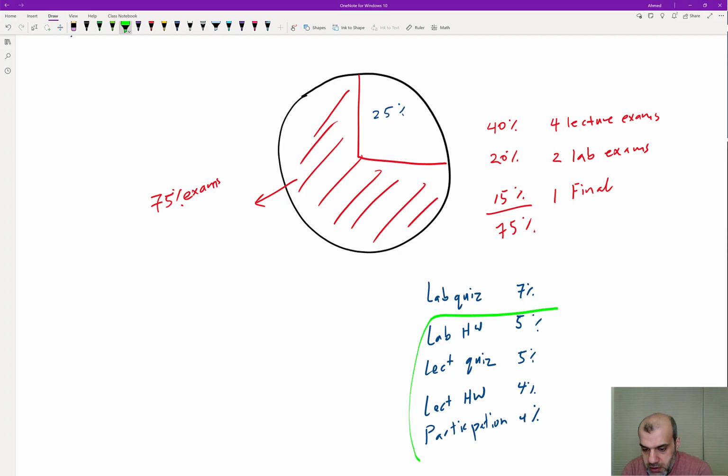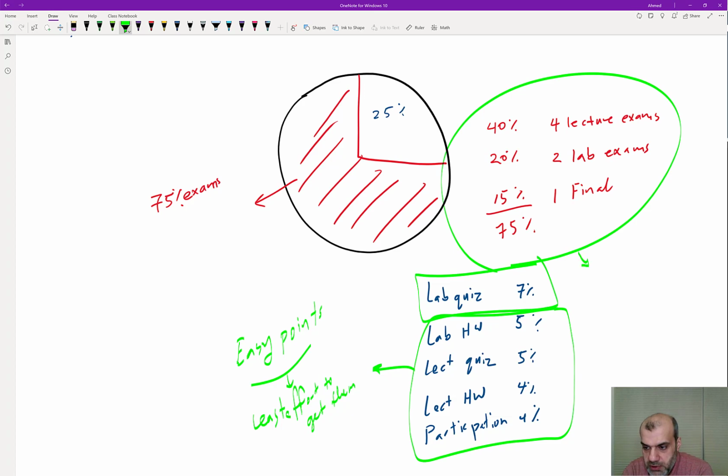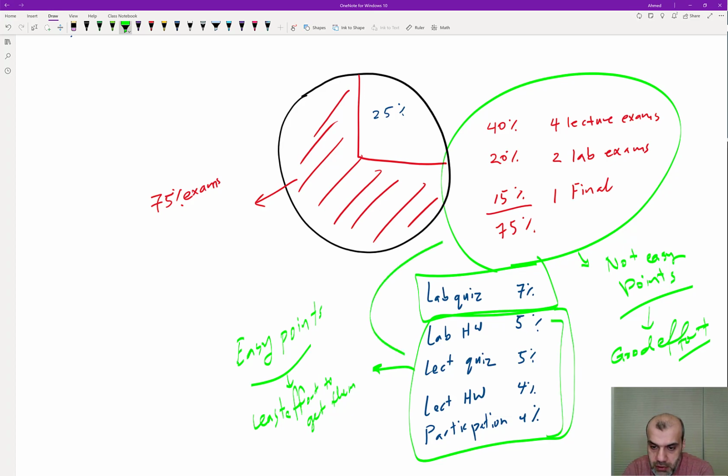Now, all of those, I consider them easy points. What does easy points mean? It means it needs minimum effort to get them. The lab quizzes plus the exams are not easy points. It means it needs good effort to get them. So be careful. Those will help you in the exams. Even the lab quizzes, my students know this, will help in the lab exams.